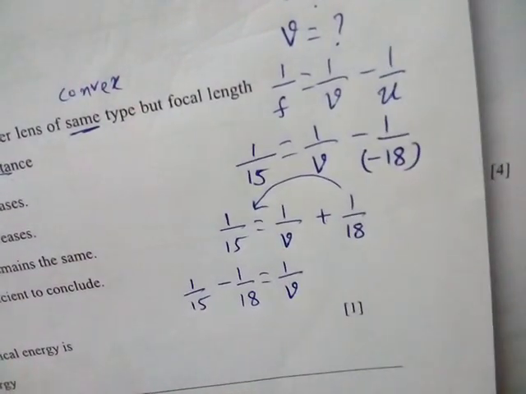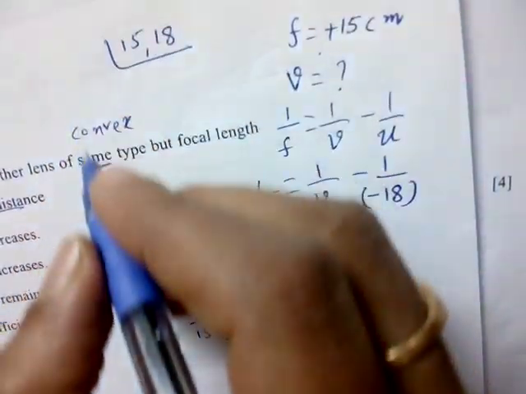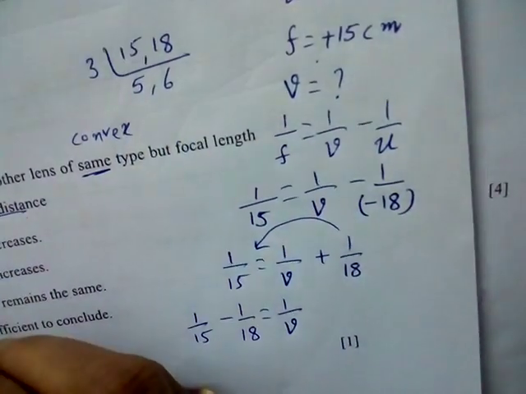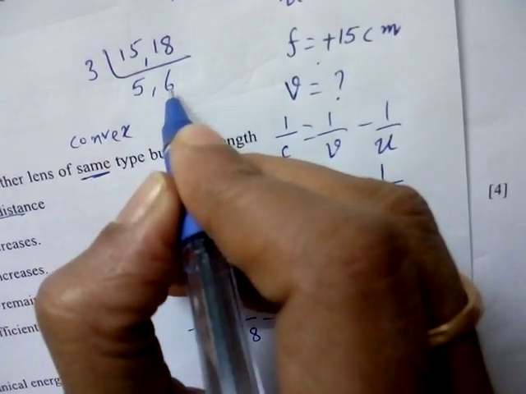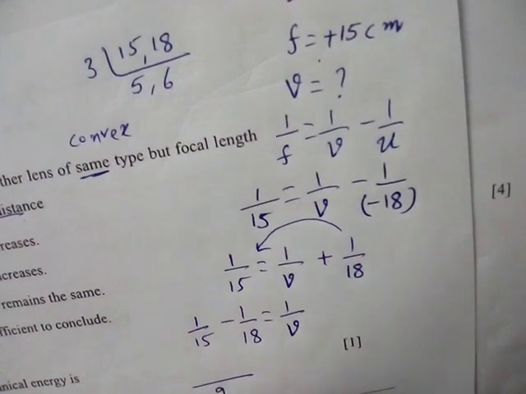Now take the LCM of 15 and 18. Both of them will go in the 3 table. 3 5s are 15, 3 6s are 18. So 6 5s are 30, 30 into 3 is 90. 90 will be your LCM.